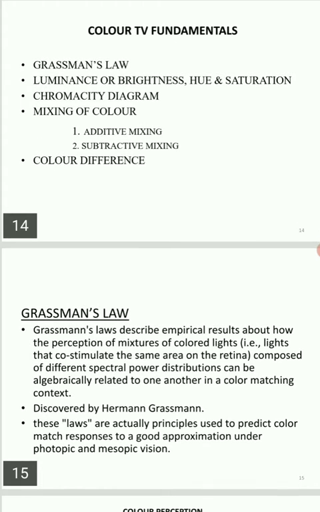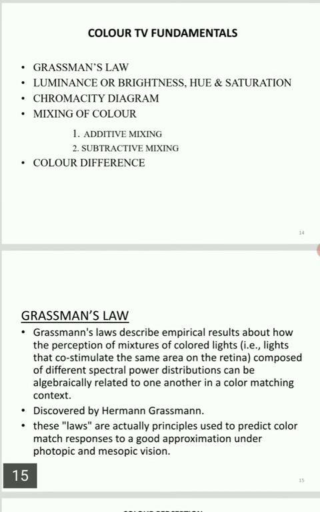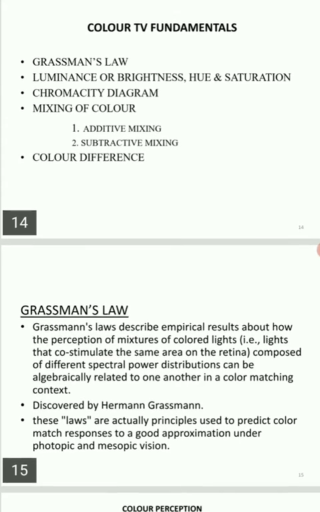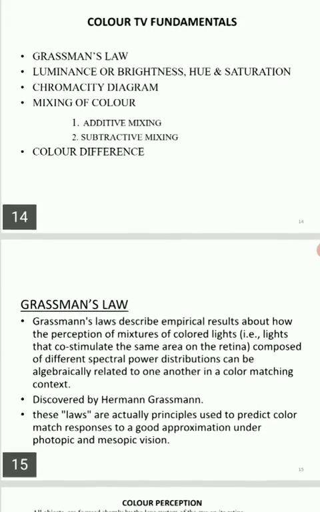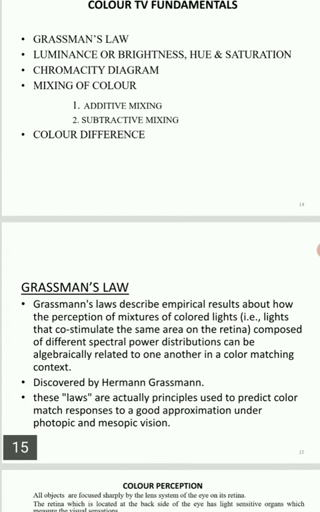Firstly we will learn about Grassmann's rule. That rule describes empirical results about how the perception of mixtures of color light, that is, lights that constitute the same area on the retina of our eyes and are composed of different spectral power distributions, can be algebraically related to one another in the color matching context. This law was discovered by Hermann Grassmann. That's why it has been given the name Grassmann.